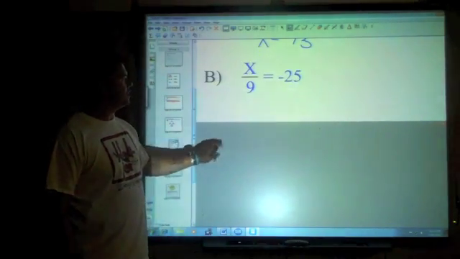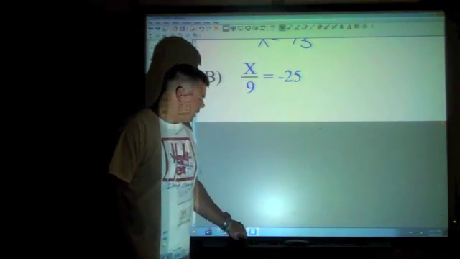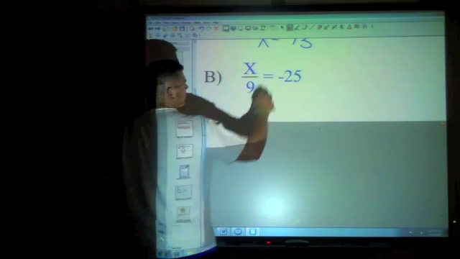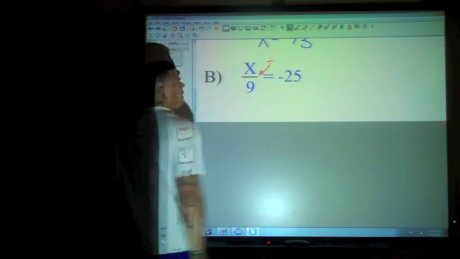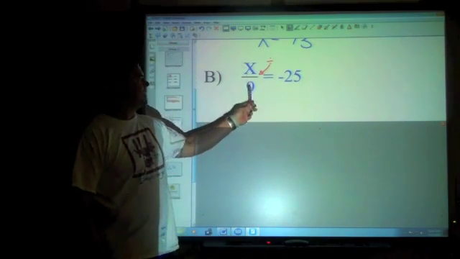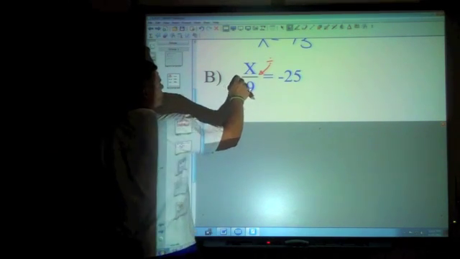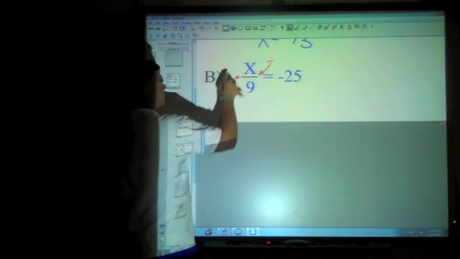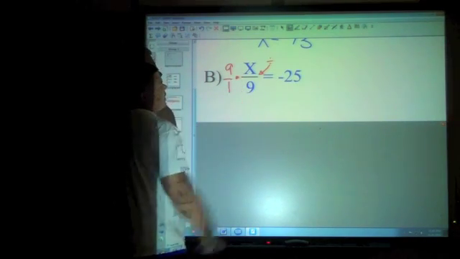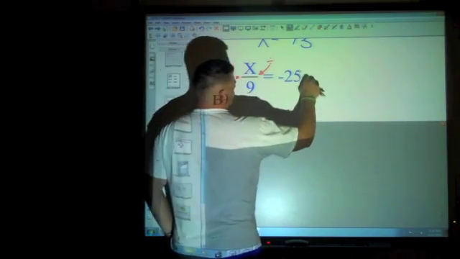Okay? Now we have x over 9 is equal to negative 25. This line right here means division. So the opposite of taking something and dividing by 9 is to multiply by 9. So I will multiply by 9. But how do you write 9 as a fraction? You write it as 9 over 1. And whatever you do to one side, you must do to the other.